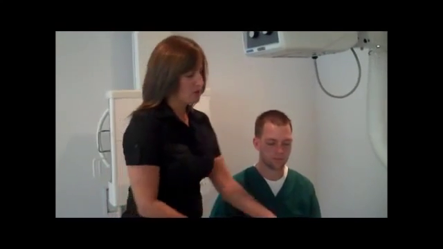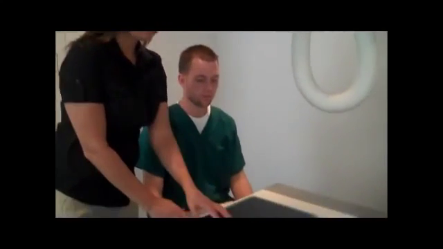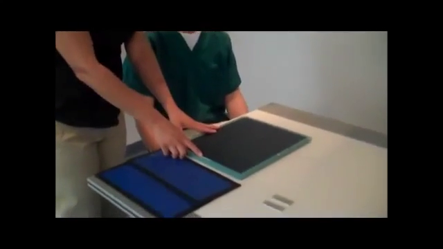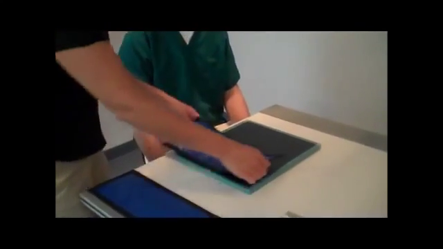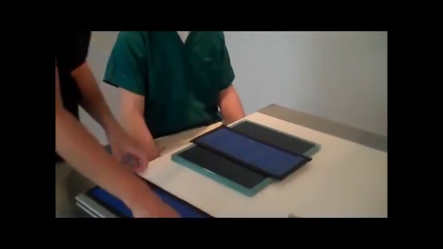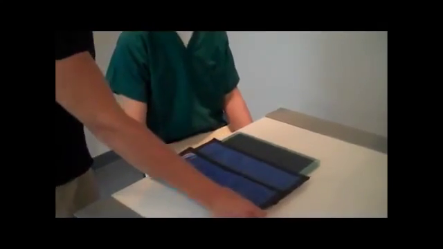This demonstrates three projections of the thumb: AP, PA oblique, and lateral. We're going to use a 10 by 12 image receptor placed crosswise, the green strip to the right of the patient. All three projections are going to be placed on the same IR, so we will mask the unexposed portion.